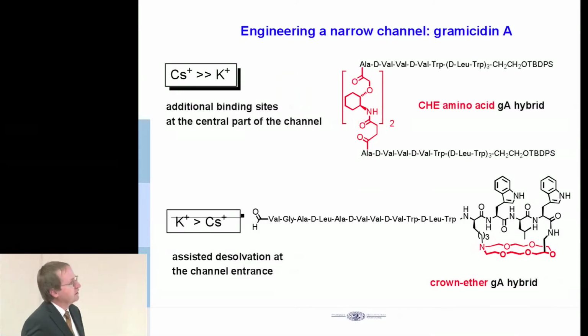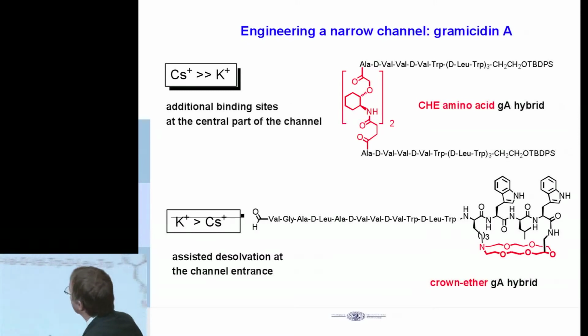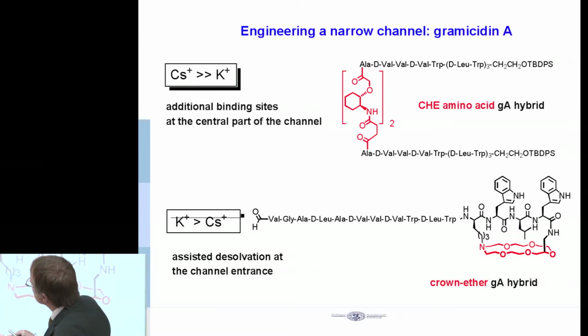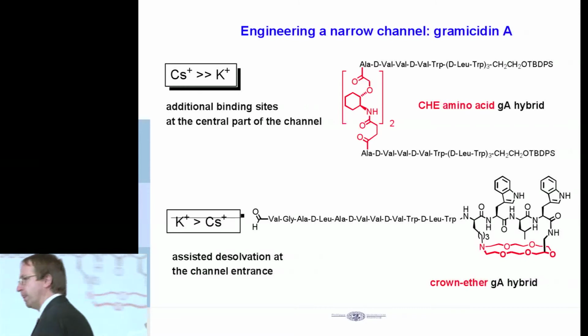So with the ion channel engineering, we have achieved the increase of the ion selectivity by additional binding sites at the central part of the channel, and we can reverse the ion selectivity using the crown by assisted desolvation at the channel entrance.